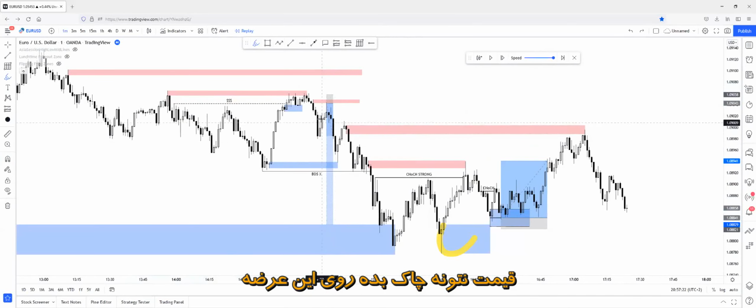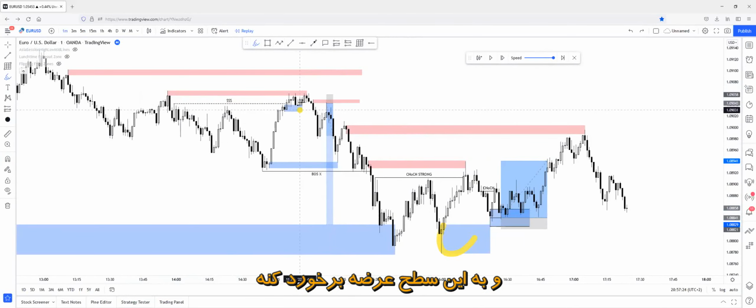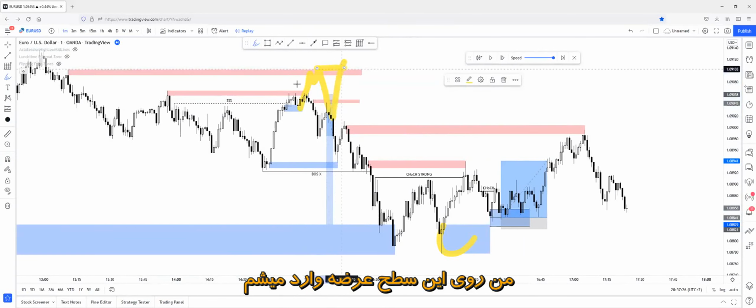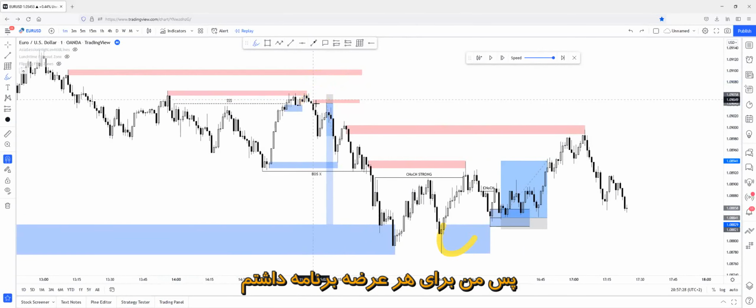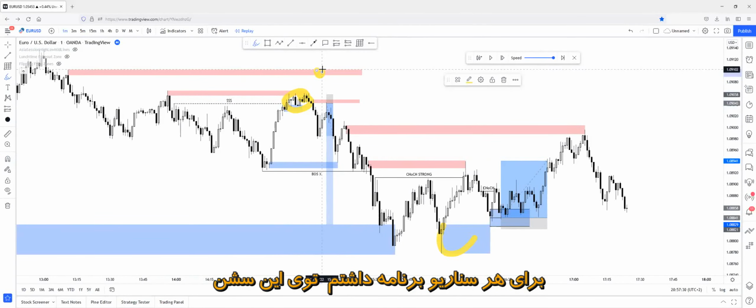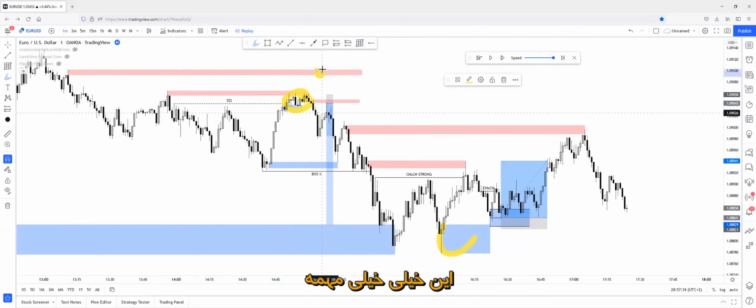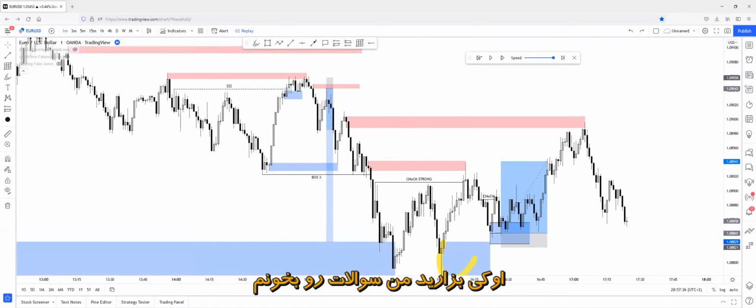But I also said if price can't change character on this supply zone and tap this supply zone, then I will enter right here. So I had a plan for every single supply zone. I had a plan for every single scenario in this session. That's why you have to build a narrative. This is so important.